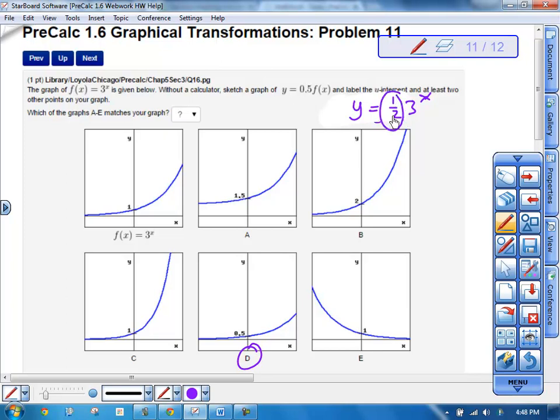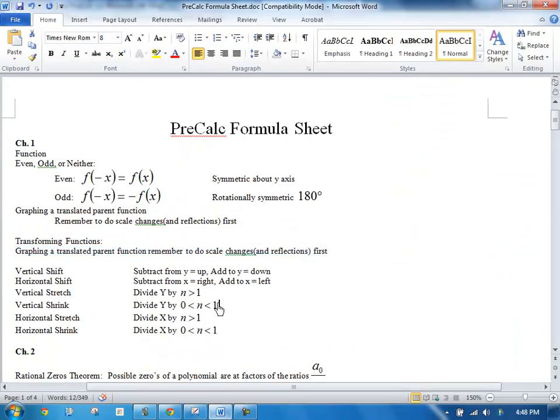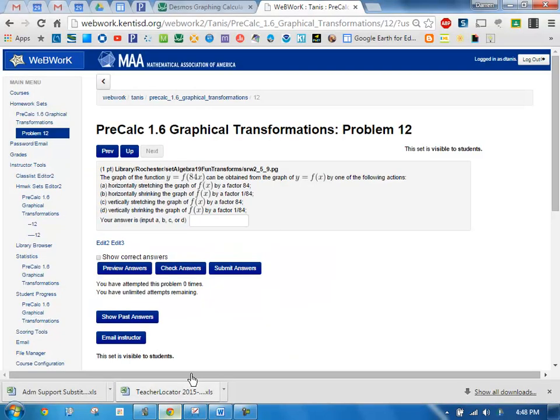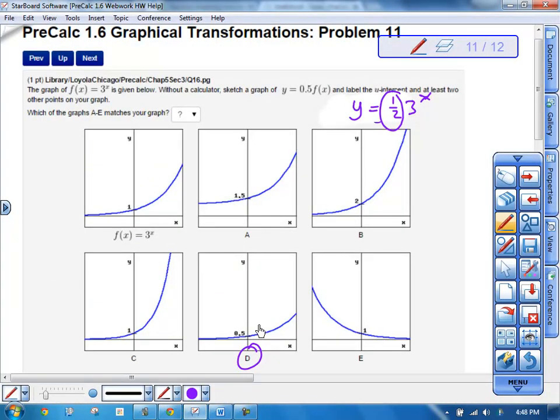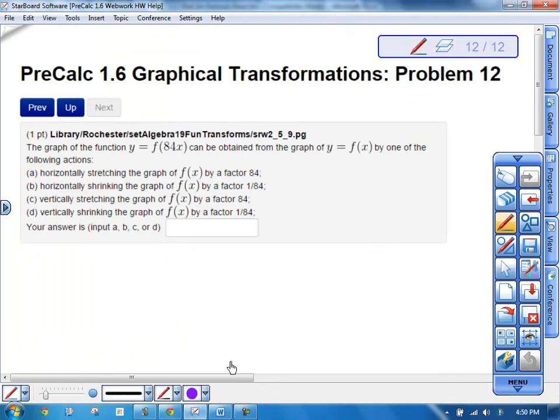But we also know that this 1/2 right here is going to be multiplied by the function, or if you divide it to the other side by this y, like I have in the formula sheet, that's a number between 0 and 1, so it's a vertical shrink. So you would expect to see this thing be vertically shrunk down a little bit from its parent function, and it is. So it's d.